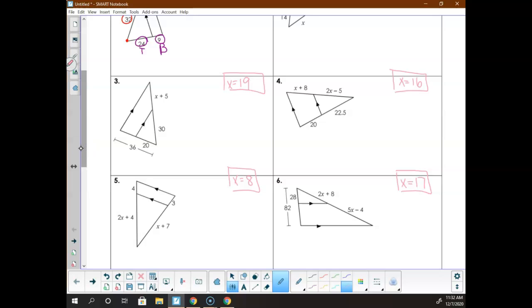How about we look at number 3? Because if you notice on this one, they give you the whole side of 36. They don't give you that bottom chunk. So 36 minus 20 leaves me with 16. So I've got 20 over 16 equals 30 over x plus y. Do you guys want to solve it for a minute? Take a second, solve it. If it works, cool. If it doesn't, then we know we need to go over it.